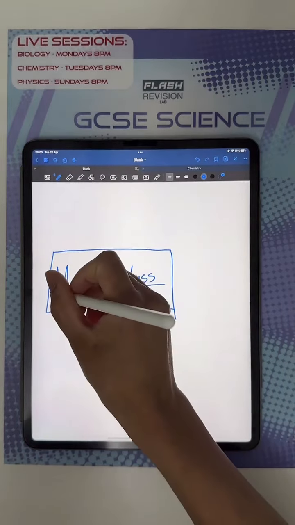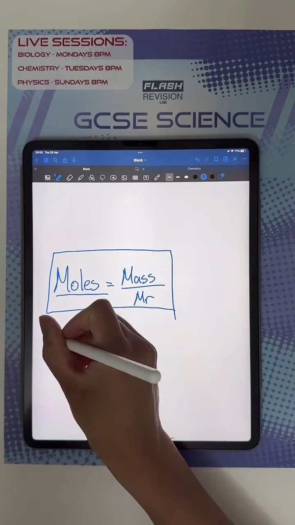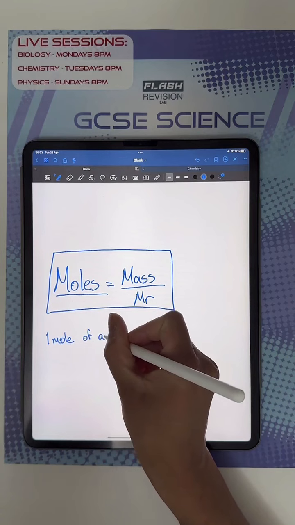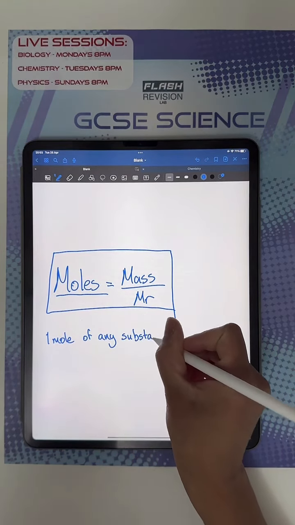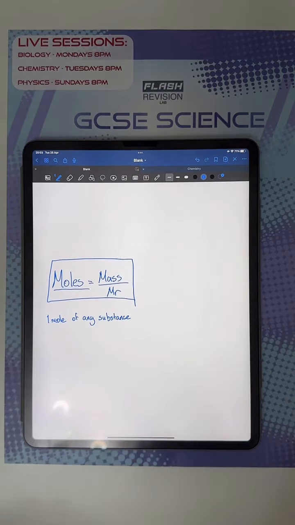Moles. First of all, let's define what a mole is. 1 mole of any substance. Does anyone know? How would you define a mole in a question if it asked you what is a mole? Avogadro's constant. Yep, you mentioned Avogadro's constant. It's linked to it. The number of atoms. Good.